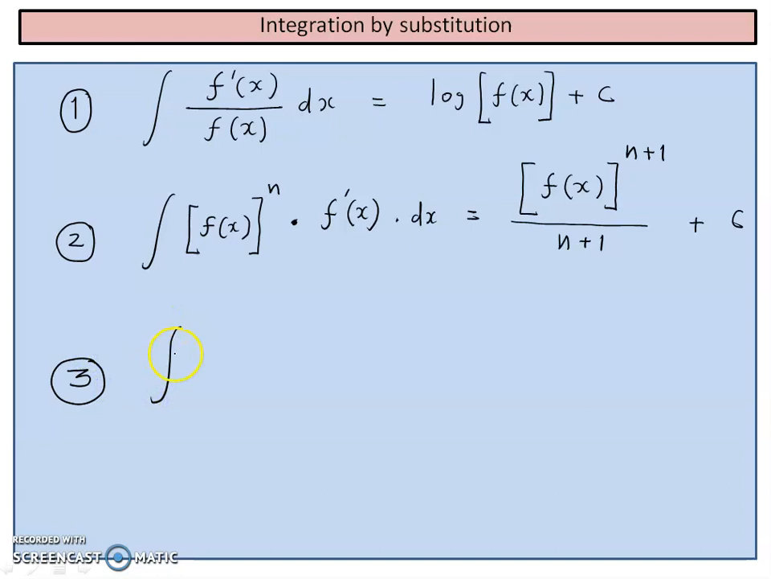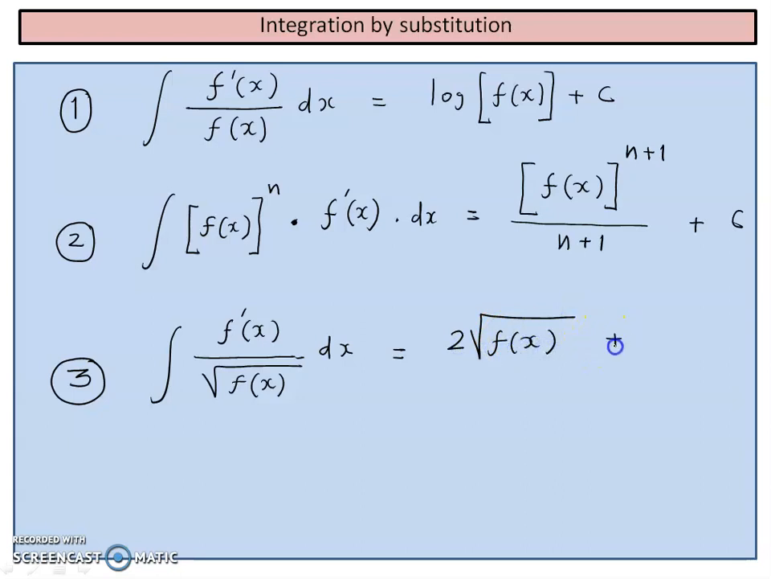And third, एक बहुत ही अच्छा प्यारा फॉर्मूला हमें मिलता है: integration of f dash x divided by root of fx. This also we can solve by putting fx equal to t. This you will get 2 root fx plus c. ये 3 याद रखो, and these 3 we are going to use directly in our calculation.